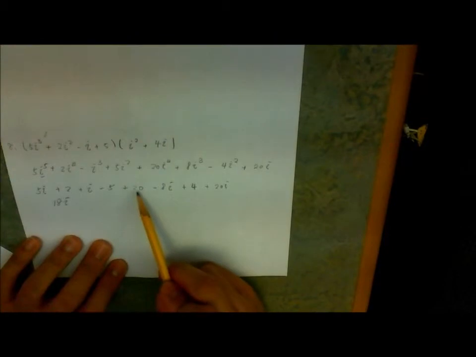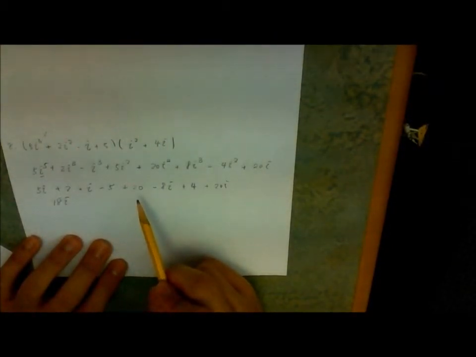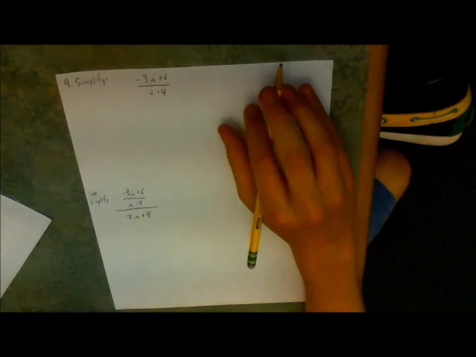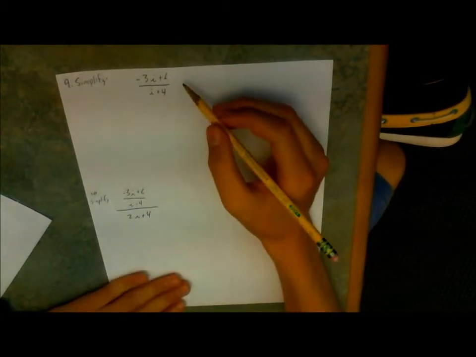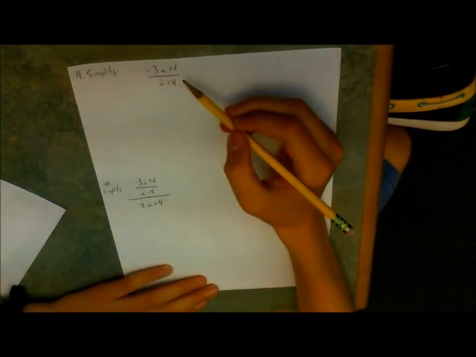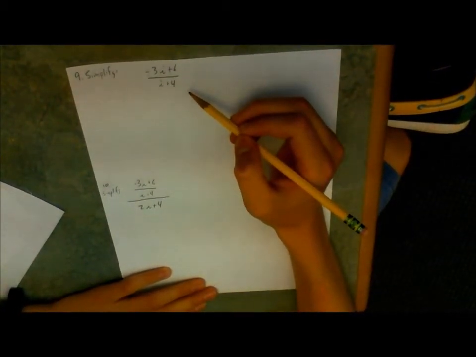And for the constant, you have 2 minus 5 plus 20, that's 17, plus 4 is 21. So that is your final answer. So, dividing, let's have an example of that, because it's one of the harder topics for complex numbers. For example, let's have the equation negative 3i plus 6 over i plus 4.